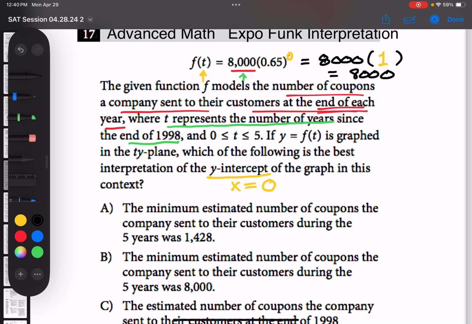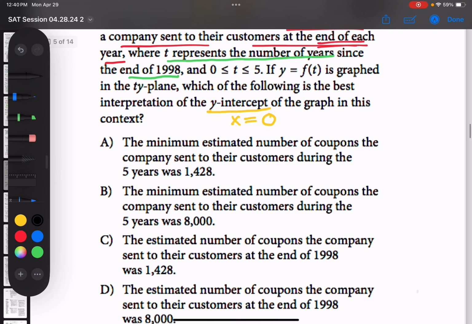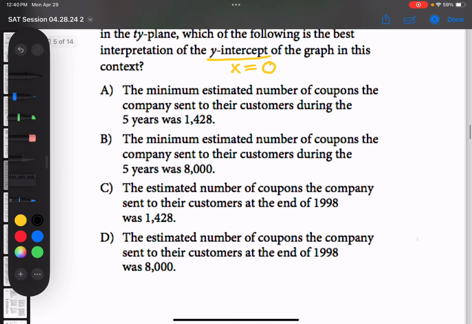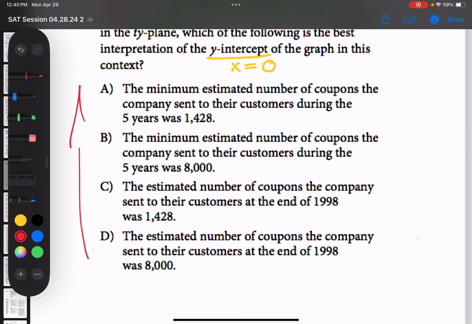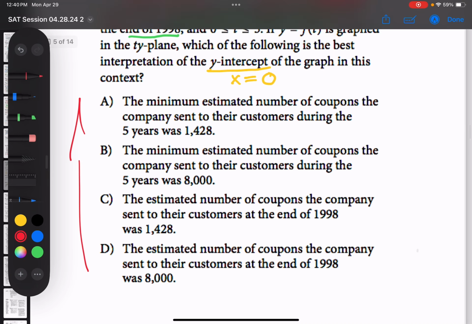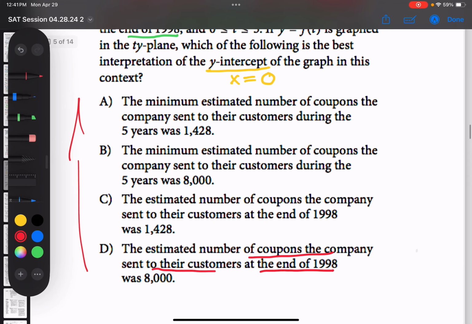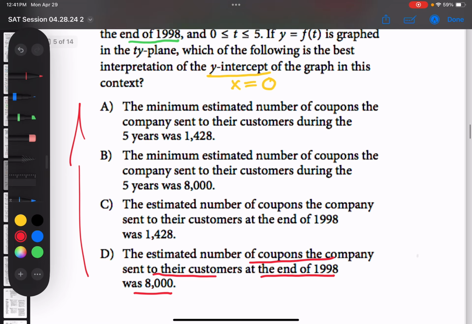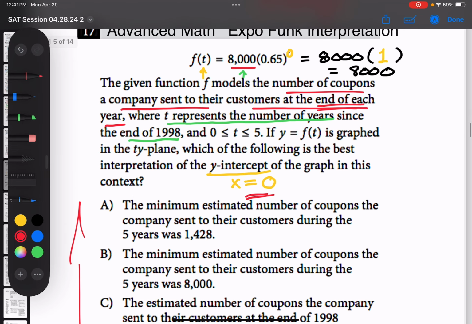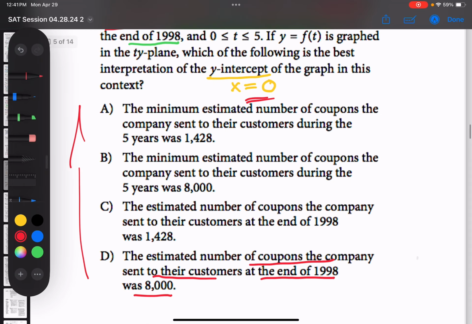So t represents the number of years. So x equals 0 or t equals 0, that is year 0. That means at the very beginning, the start, which they said would be at the end of the year. Let's go with their answers from the bottom up. Could the y-intercept be the estimated number of coupons the company sent to their customers at the end of 1998 was actually 8,000? Yeah, when we plugged in x equals 0 up here, this is going to equal 1, which is right here. 1 times 8,000 is 8,000. So at the end, that would be at the very beginning. Yep, D would look like it'd be the answer.